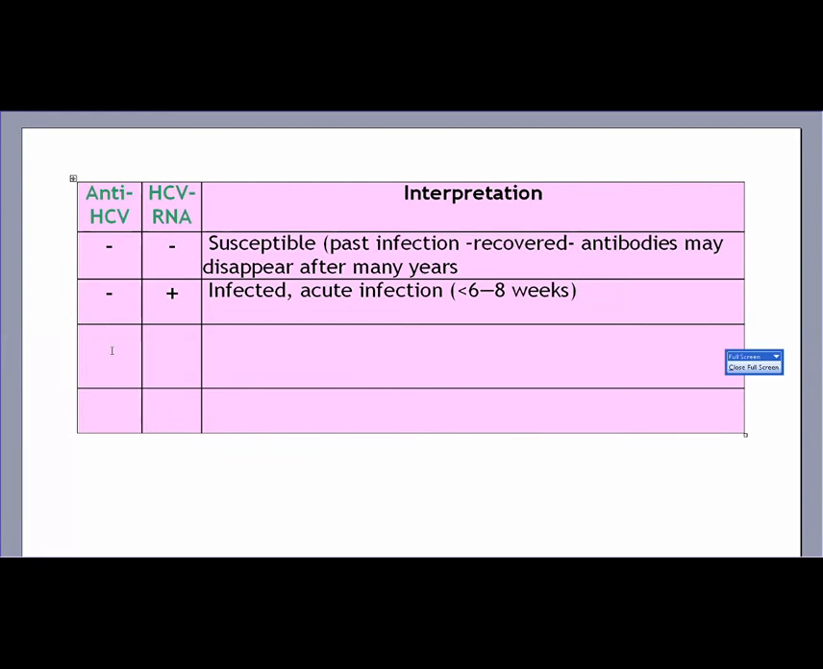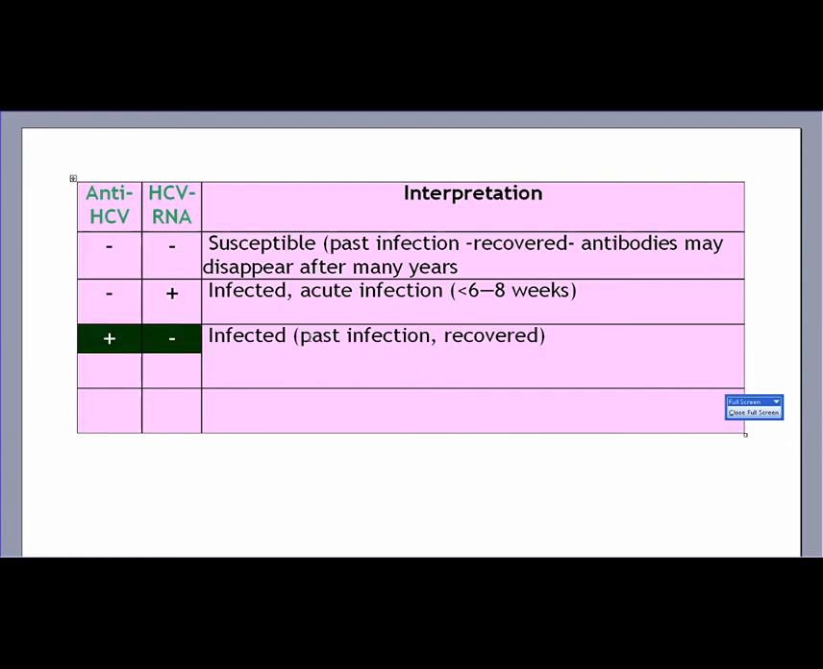Another profile, we find antibodies, but we don't find the RNA. So this virus is not replicating, okay? But we find the antibodies. So this patient is infected or has been infected in the past. This is possibly a past infection. Past infection recovered. Very few patients recover, okay? Very few. However, we will say something later about this, okay? Because this is not always true. I will tell you later.